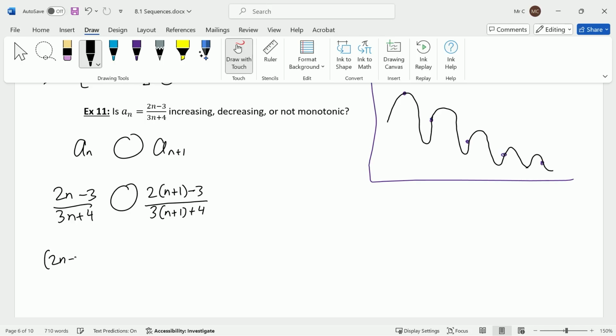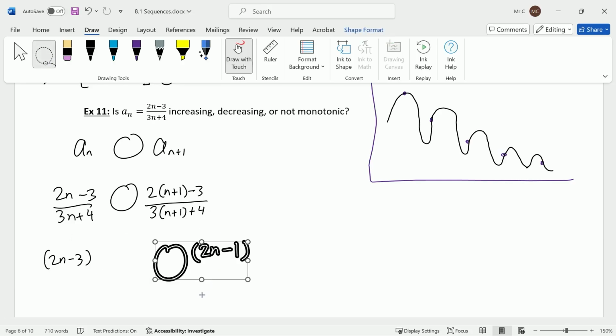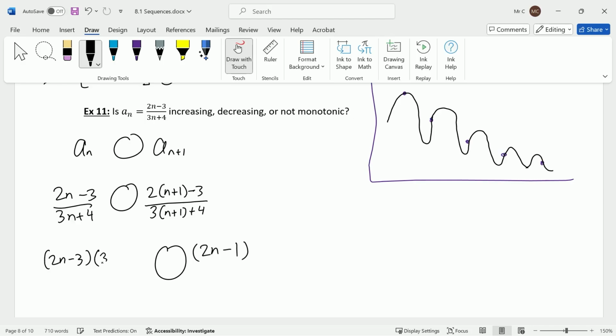And now I'm going to multiply my denominators across, but I'm going to do a little simplifying while I'm at it. 2 times n plus 1 minus 3 works out to 2n minus 1. And when I multiply this denominator across to the left, I get 3n plus 3 plus 4. That's 3n plus 7. And over here, I multiply by 3n plus 4.